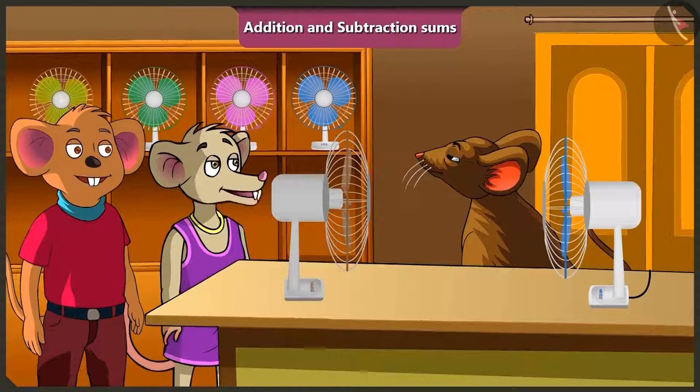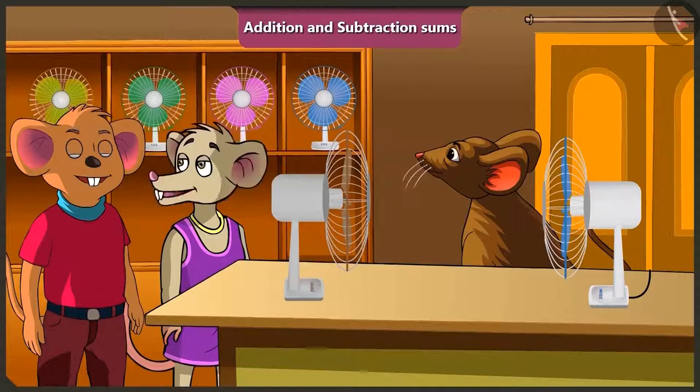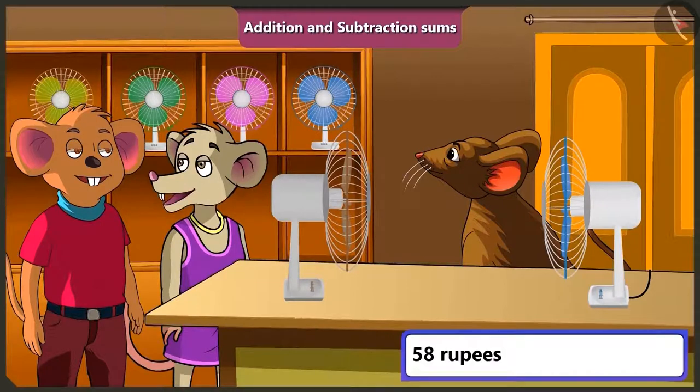Brother, how many rupees would you give for this old fan? I will give 32 rupees for this old fan. Look, Chuchu, you have 58 rupees now, and you will get 32 rupees for this old fan. So total, how many rupees would you have?